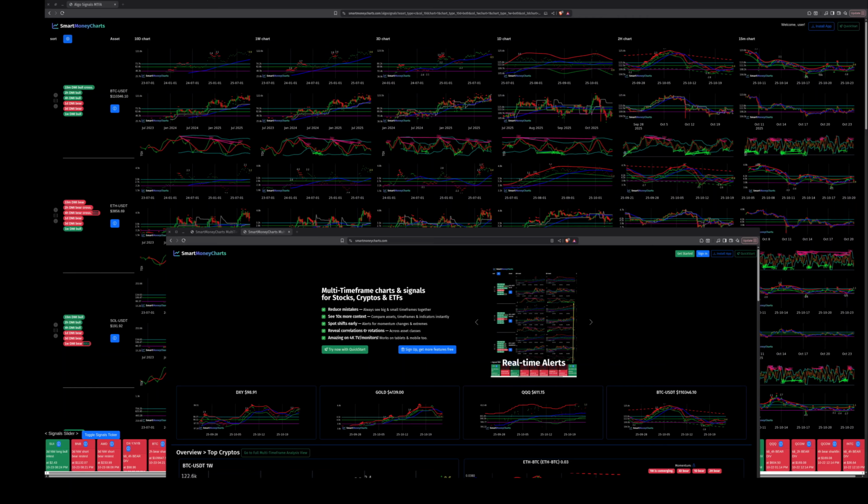Smart Money Charts is a place you can come to each day and get a real sense of how all your favorite assets are doing, and do it quickly.